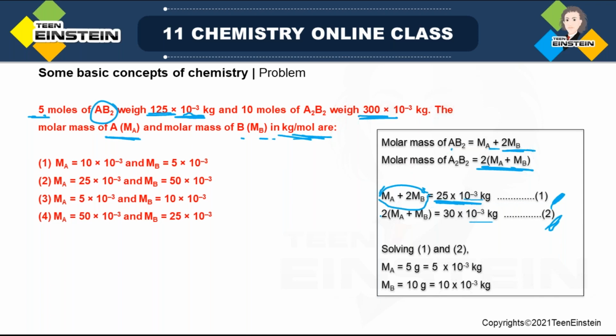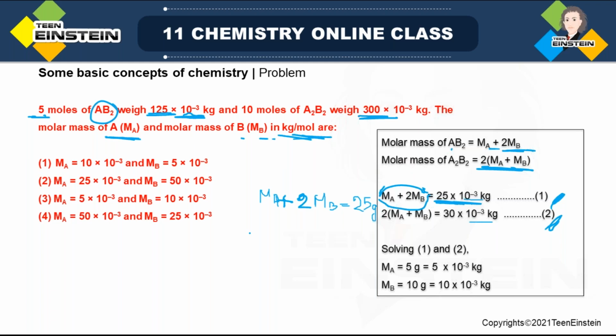So Ma plus 2Mb equal to 25 gram. You can also write like this: Ma plus 2Mb equal to 25 gram. Okay, and for the second one, you can write 2Ma plus Mb equal to 30 gram. So the calculation will be easier. You don't have to handle this power term.